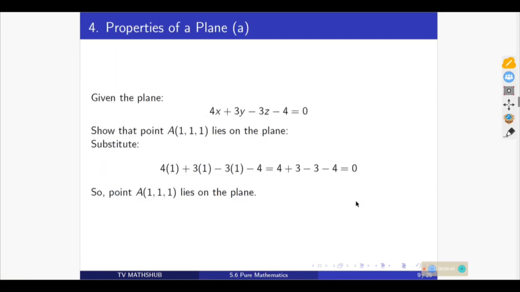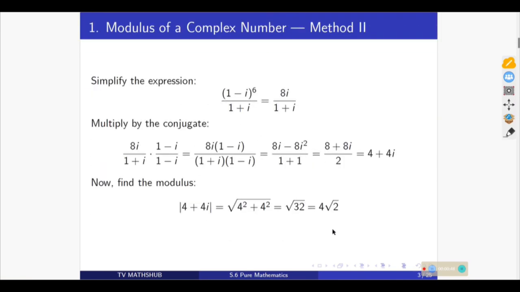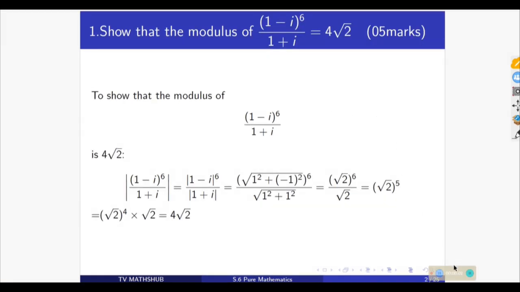Let's get started. We shall look at question number 1. We shall be generally looking at two alternative methods of how best we can show that the modulus of this expression is equal to 4 square root of 2. So we shall begin with method 1, where we shall be taking the modulus of the whole of this.